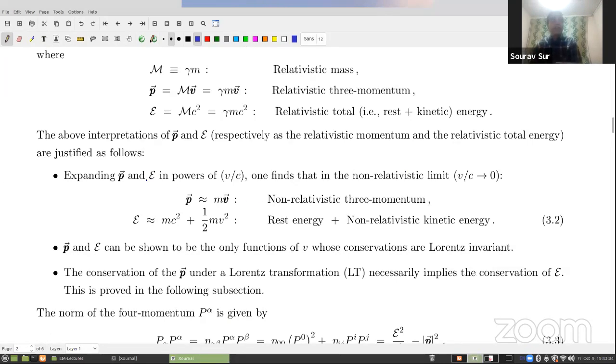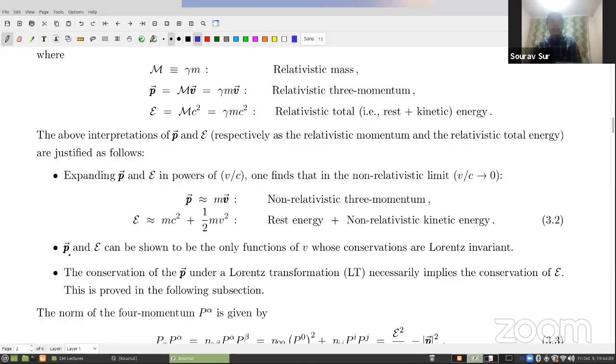The interpretations could be found straight away. If you expand this P and E in powers of v over c, so you just Taylor expand this, you'll find in the non-relativistic limit, P equal to mv and E equal to mc squared plus half mv squared. Mc squared is the rest energy and half mv squared is the non-relativistic kinetic energy.